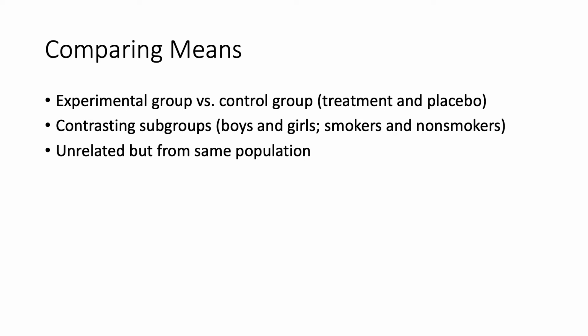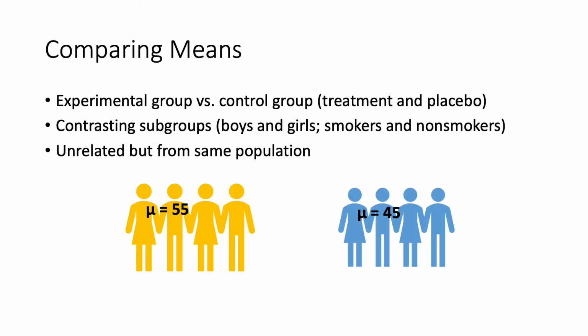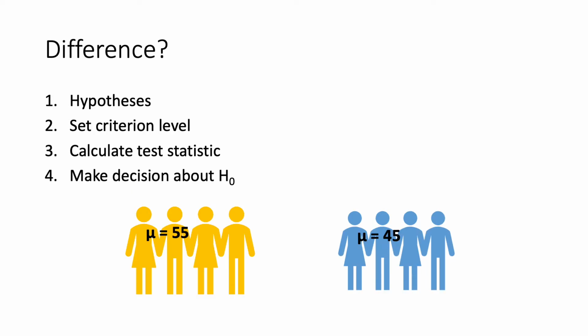So perhaps it's a treatment and a placebo. Or we're contrasting subgroups, maybe boys and girls in a class, or smokers and non-smokers. The point is that the two groups are unrelated, but they're from the same population. So we're comparing the means, but they came from the same population. We want to know if there's a difference in the means.